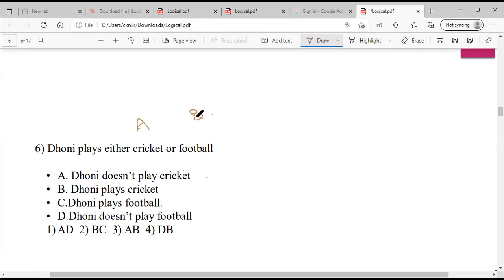Now this time apply negation on B. Dhoni doesn't play football. Where is the statement? Dhoni doesn't play football, which is D. D for Delhi. If he doesn't play football, then he has to play cricket. Dhoni plays cricket. Where is the statement? B for Bombay. Your answer is DB. Yes, fourth option is the answer.